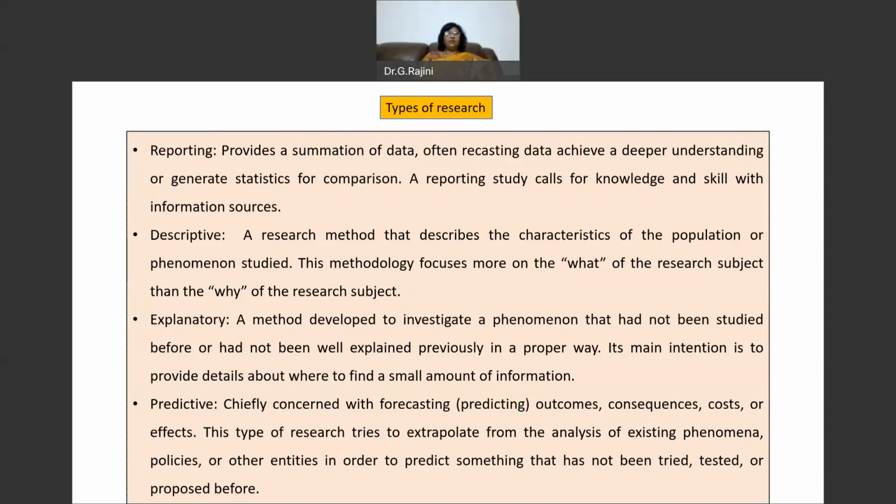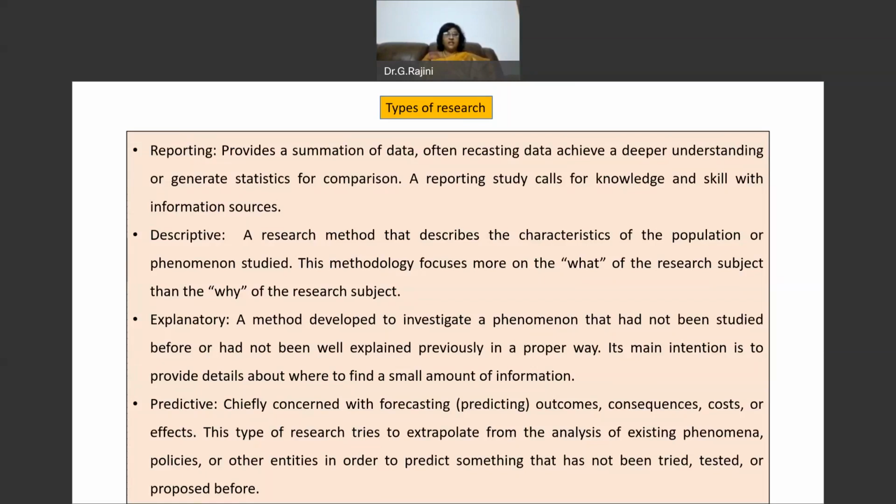Now coming to types of research, we are going to look into three different types of research. One is descriptive, the other one is exploratory, and the third one is predictive research. So a research method that describes the characteristics of the population or the phenomenon studied is descriptive in nature. This methodology focuses on the what of the research subject and the why of the research subject. So we're not concentrating on how, we are focusing on what. What is it? You just describe that particular phenomenon of study.